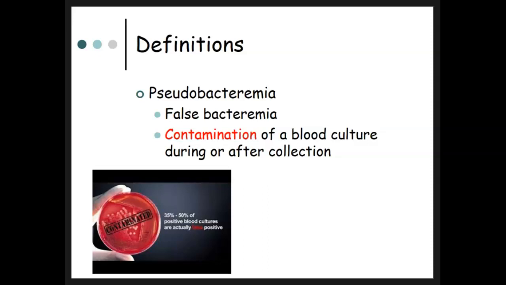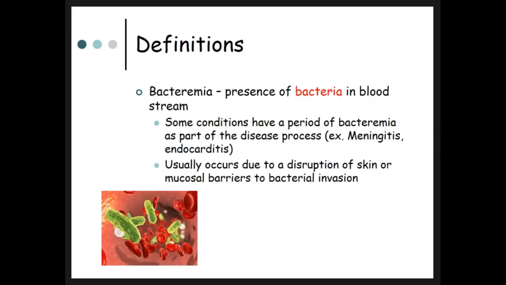Pseudobacteremia is false bacteremia, and this refers to the contamination of a blood culture during or after collection. So we're going to have to be able to tell the difference between a true pathogen in our blood cultures and a contaminant. Bacteremia is the presence of bacteria in the bloodstream, and it usually occurs from a disruption of skin or mucosal barriers due to bacterial invasion.